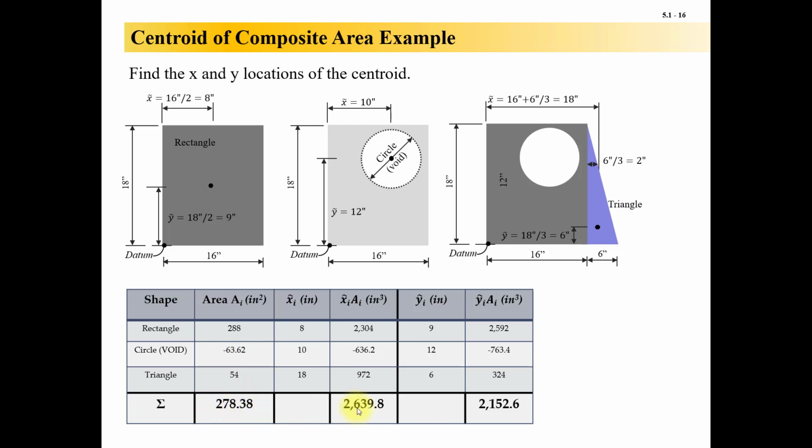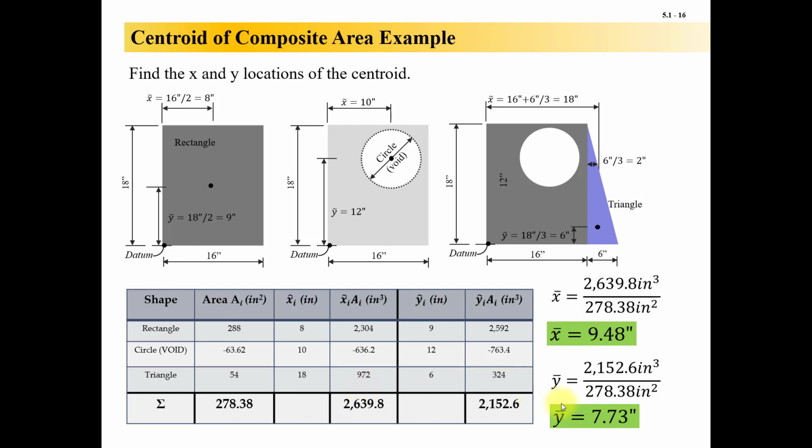We take the 2639.8 divided by 278.38, and that will give us our x bar. And then our y tilde, we do it the same way. So we had 9, 12, and 6. And then we multiply 288 times 9. We get that number. Minus 63.62 times 12, we get minus 763.4. And we have 54 times 6, 324. We sum that last column, we get 2152.6. Divide that by 278.38, and we get our answers. And so we have 9.48 inches and 7.73 inches.